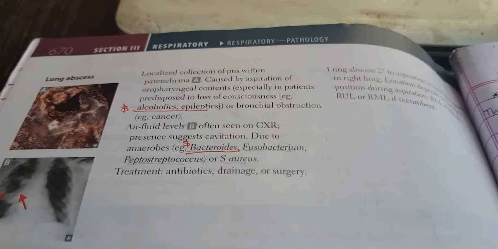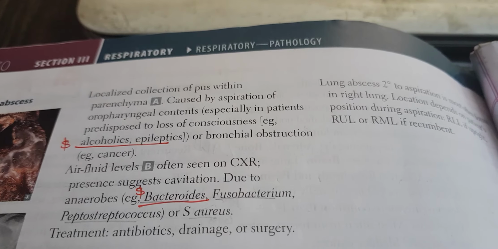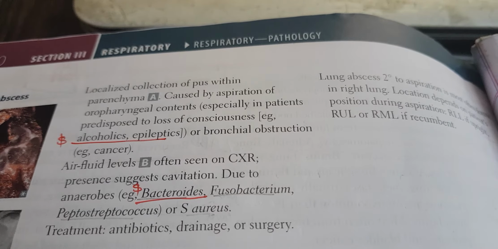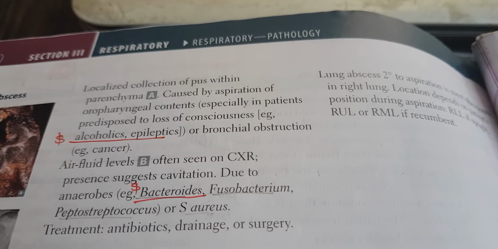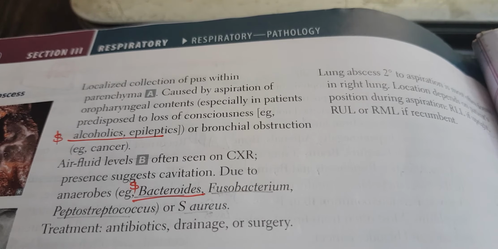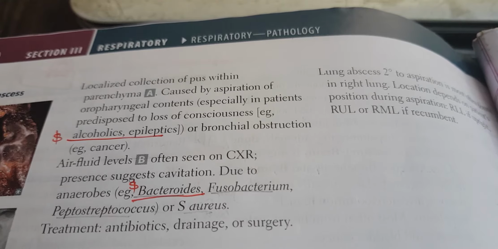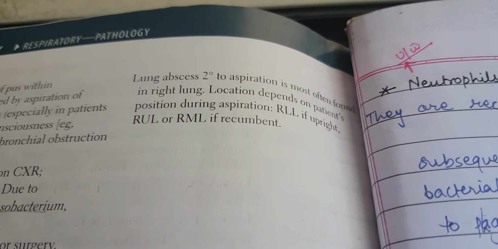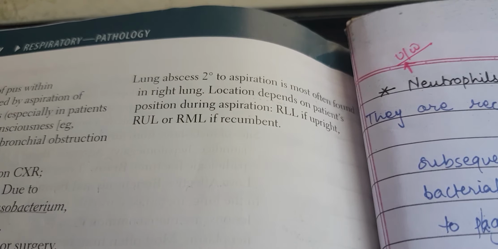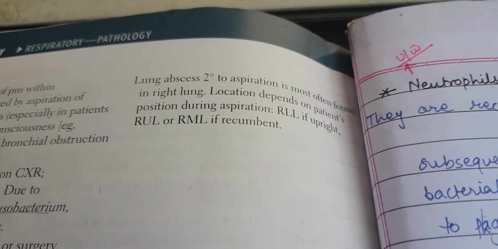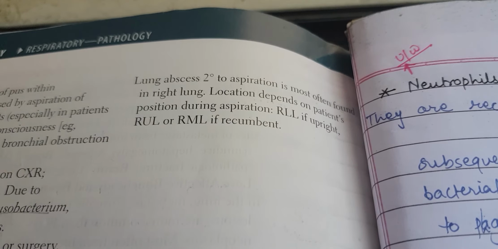Okay. Next we have lung abscess. Lung abscess is nothing but a localized collection of pus within the parenchyma caused by aspiration of oropharyngeal content, especially in patients predisposed to loss of consciousness, for example alcoholics and epileptics, or bronchial obstruction, for example in cancer, right? So air fluid levels often seen on chest X-ray suggest cavitation due to anaerobic bacteroides, fusobacterium, peptostreptococcus or Staph aureus. Treatment is antibiotics, drainage, or surgery. Lung abscess secondary to aspiration is most often found in the right lung. Location depends on the patient's position during aspiration. Right lower lobe if upright, and right upper lobe or middle lobe if the patient is in the recumbent position during the aspiration. Okay.